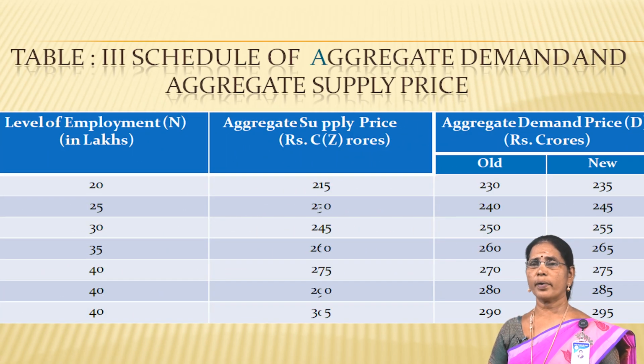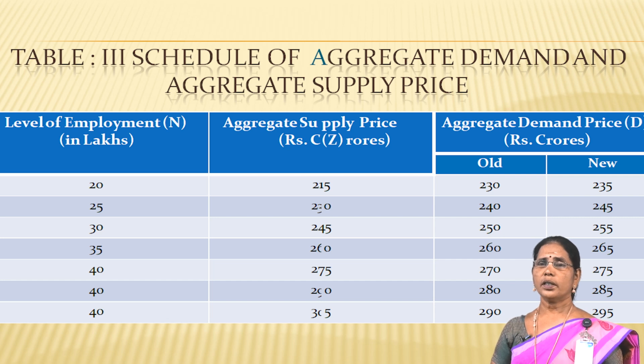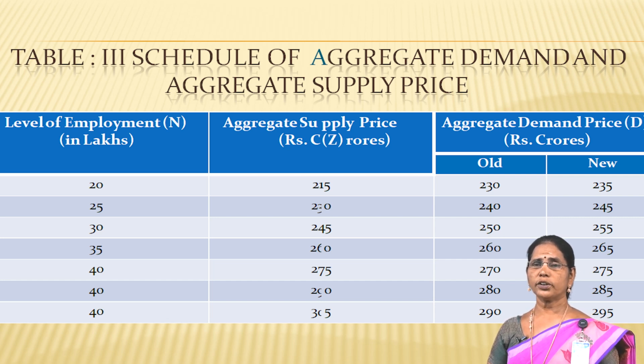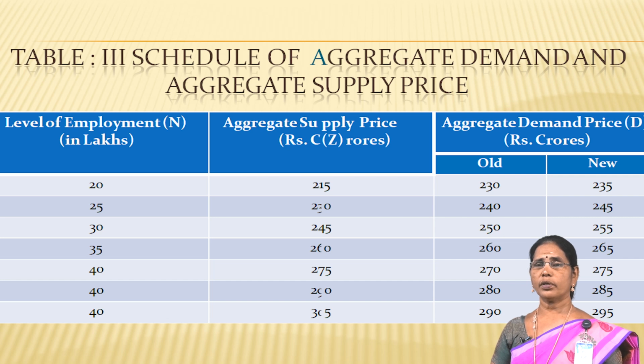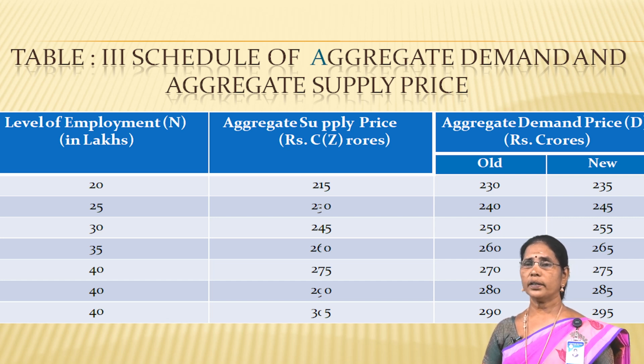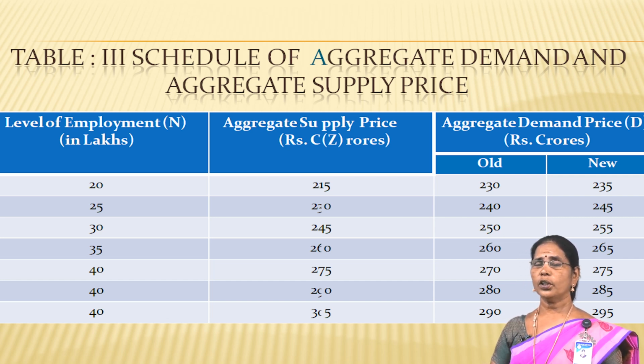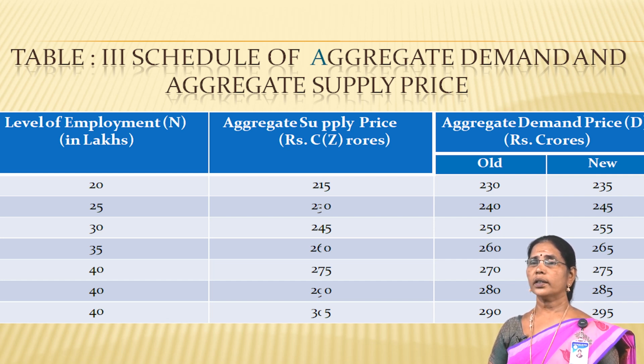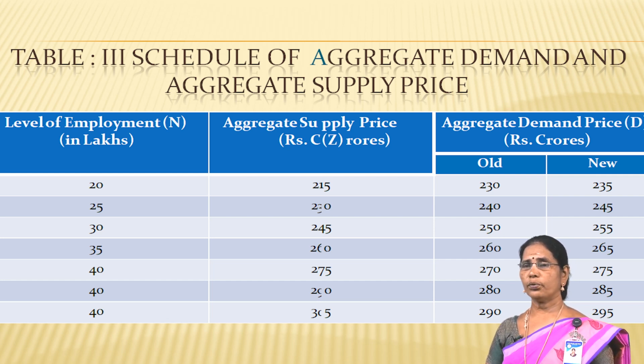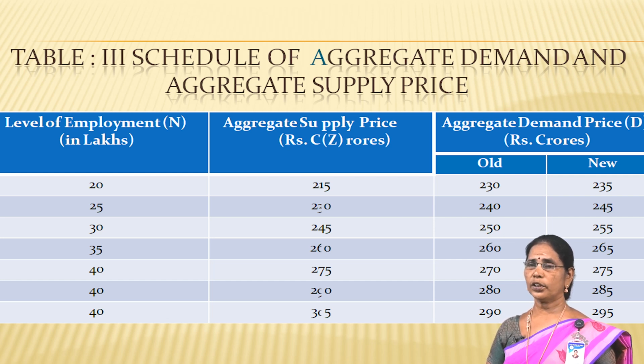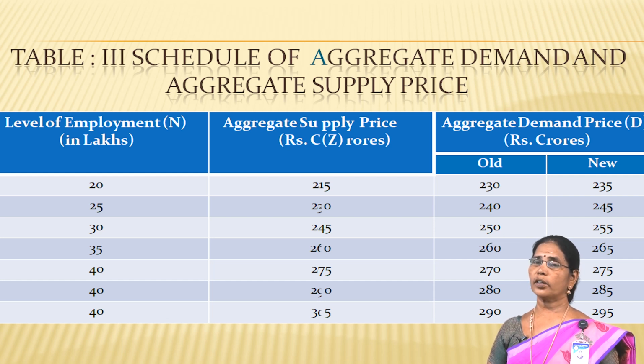Here we have to see the combined table of aggregate demand and aggregate supply price. Here we have the level of employment in lakhs: 20, 25, 30, 35, 40 and so on. The aggregate supply, in crores, is 215, 230, 245, 260, 275 up to 305. The aggregate demand is compared as old and new. The old demand is 230 to 290, and the new demand price is 235, 245, 255, 265, 275, 285 up to 295.